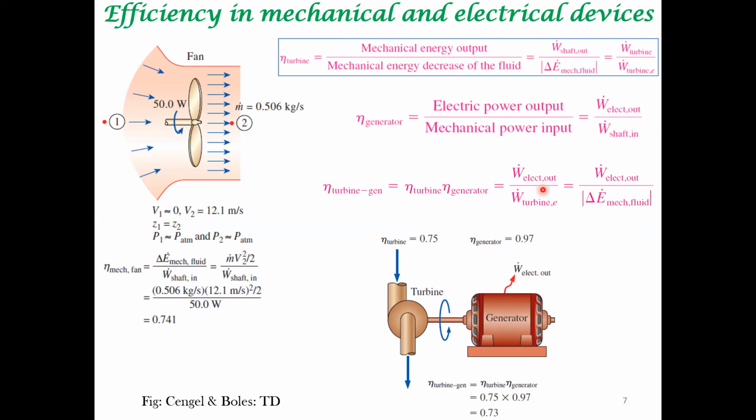In this generator, the electrical output is the power, and the power of the shaft, the work, is the input. So both these things, when combined together, give the efficiency of the turbine and generator put together. So you multiply and you can get a quantitative expression for such a device.